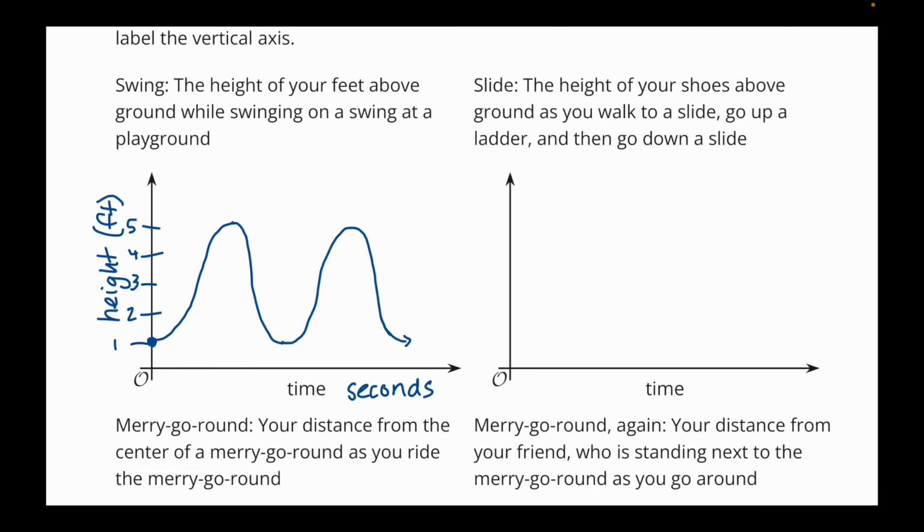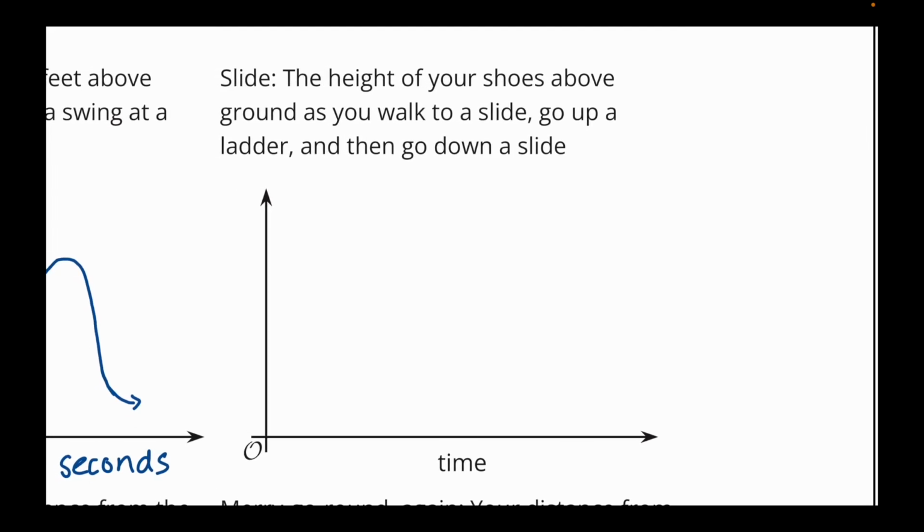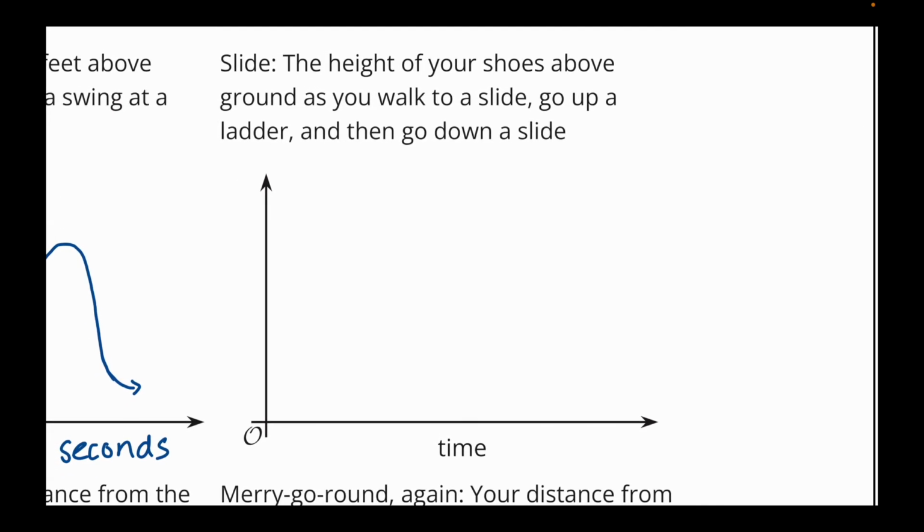Okay, so I was just double checking that I have everything I needed on here. So now we are on to sketching our slide. So our situation here is that the height of our shoes, so if we're standing on the ground, we're at ground level. The height of your shoes above ground as you walk to a slide, go up a ladder, and then go down a slide. Okay. So first off, I'm going to use a brighter color, so red here for this one. I'm going to walk to the slide, which means I am walking on the ground. So my line, I walked to it. I took some time there.